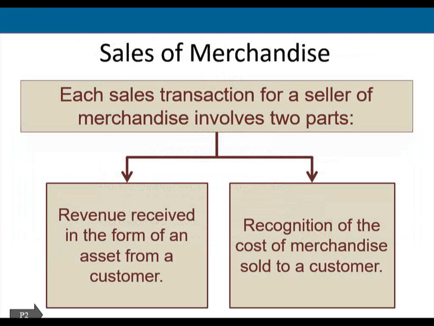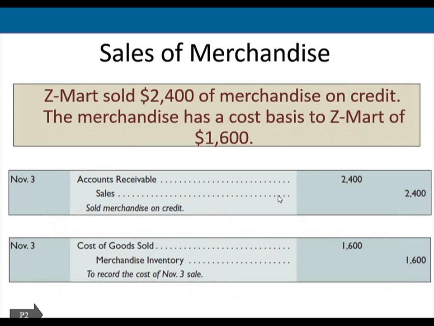Sale of merchandise involves two separate parts. The first part is the revenue that the company gets for selling whatever it is they're selling to the customer. And then the second part is recognizing the cost of that merchandise. They don't get it for nothing. The store has to buy it and then resell it. So the cost of that is the cost of goods sold. If I sell you something for $1, I didn't pay $1 for it, or I'm not making any money on it. Here's an example of the journal entries for the sale of merchandise.